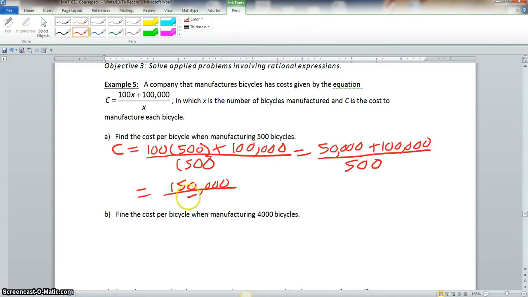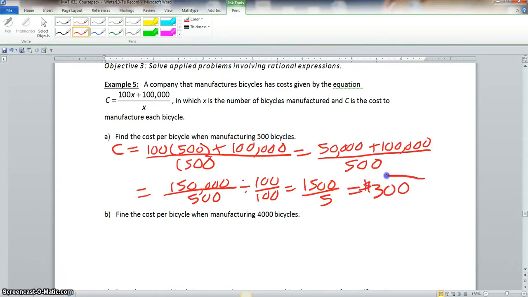all over 500. Now we know we could divide both of these by 100, and that will give us 1,500 over 5. 1,500 divided by 5 is 300, and it's $300 because we're dealing with cost. Now, again, you can use your calculator to simplify this problem out.